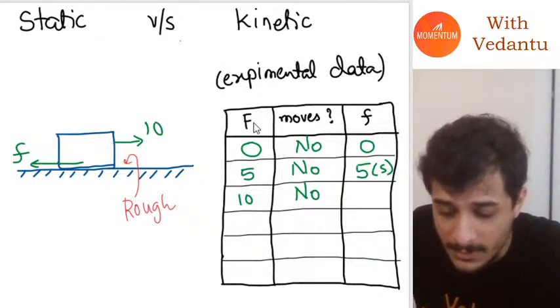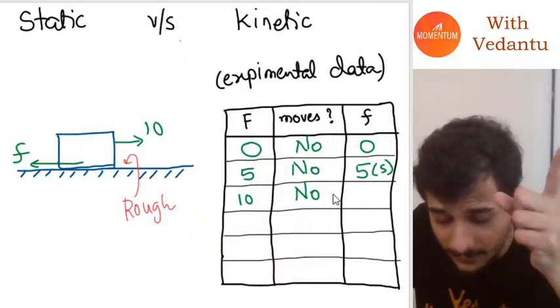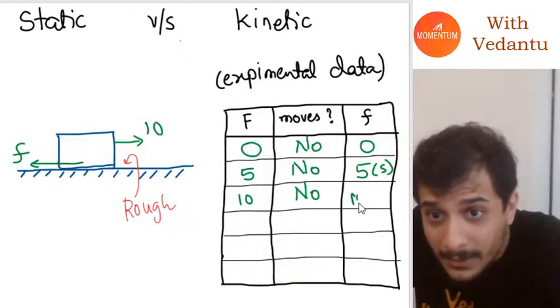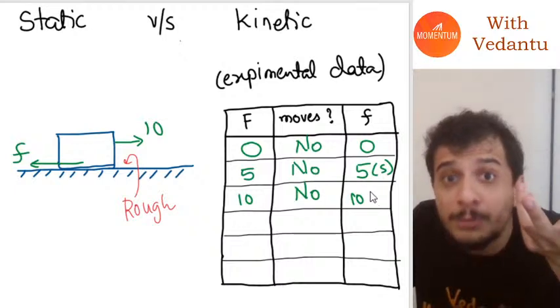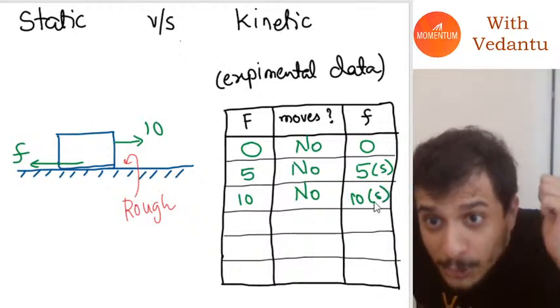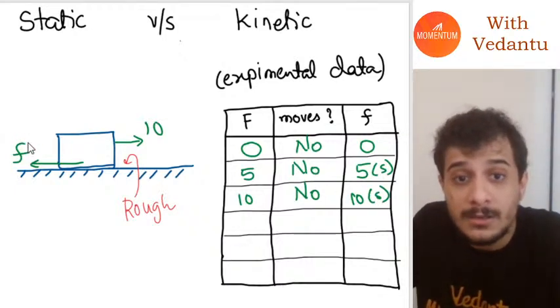Everybody should tell me the curve. Yes, everybody is correct, it will be 10 Newton. And what type of friction will it be? It will still be static friction.